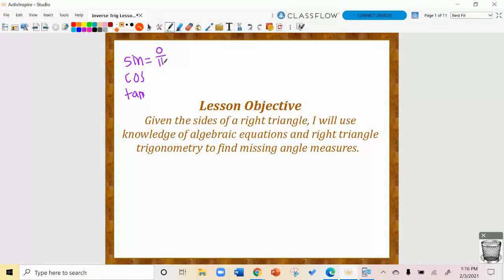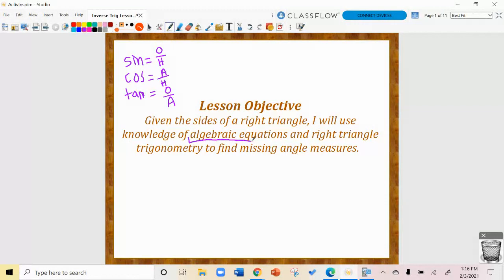Sine of an angle is opposite over hypotenuse. Cosine of an angle is adjacent over hypotenuse. And tangent of an angle is opposite over adjacent. Not things you need to memorize. Please just keep writing it, right? It's kind of like your multiplication facts or your addition and subtraction. You get good at it because you keep practicing.